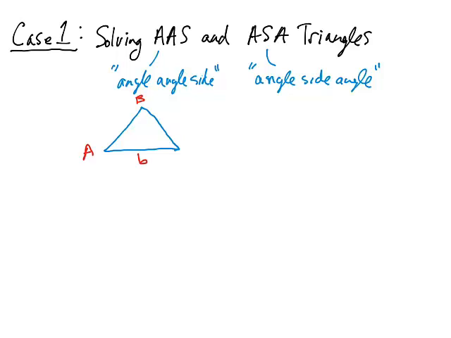The second part of case 1, angle, side, angle, well, if I have a triangle, now this is saying, well, I'm given two angles, but we have a side included in between those angles. So that would be angle, side, angle.